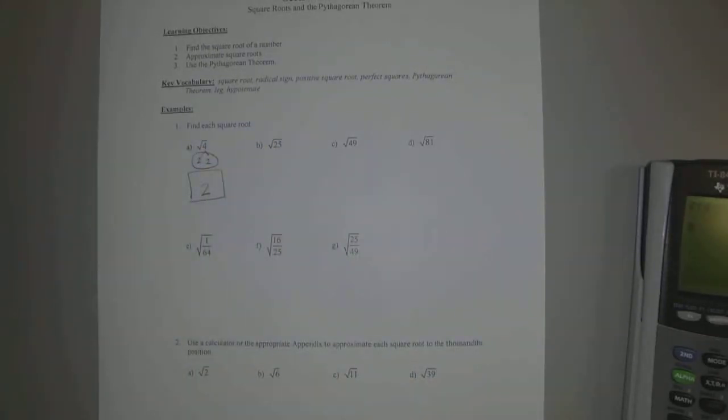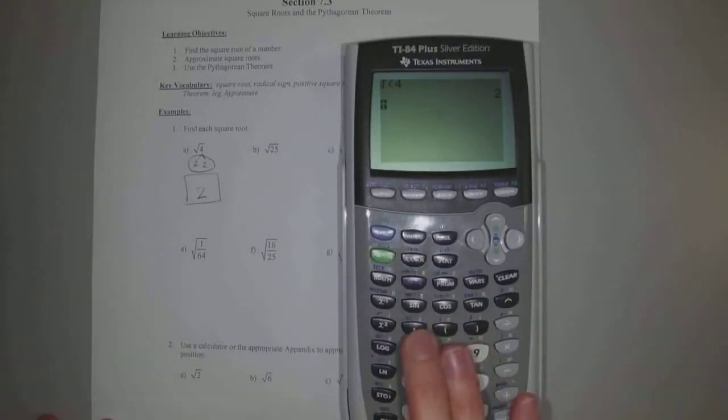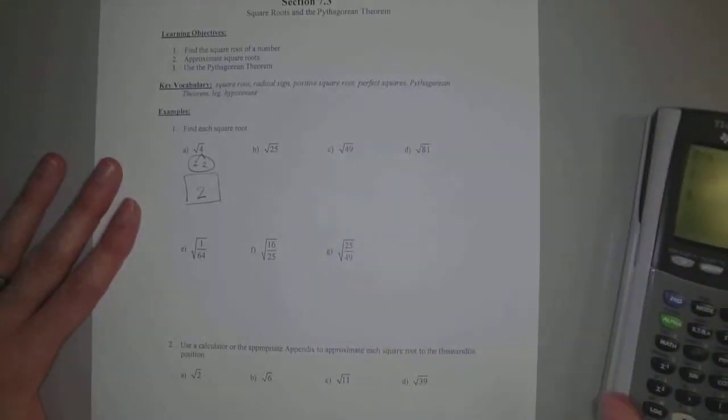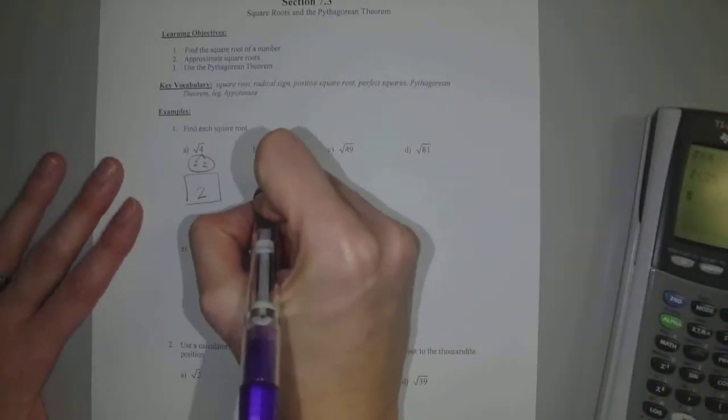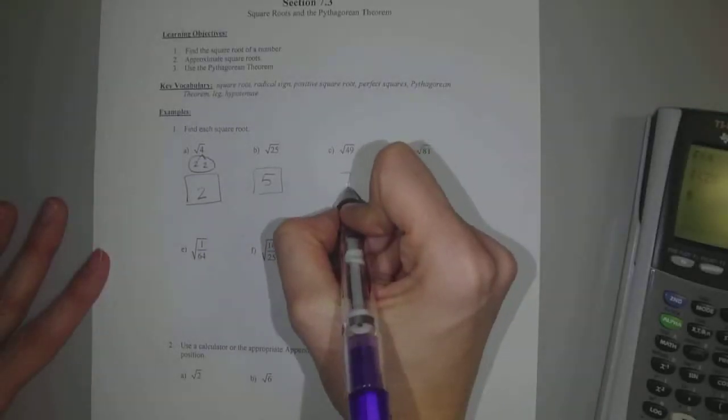What's the square root of 25? 5, right? What times itself gets you to 25? 5. But if you don't know it, guess what you can type in your calculator? Second, x squared, 25, and there's 5. Okay? So some of you probably already have this all the way done, don't you? 49. What times itself gets you to 49? 7, right?